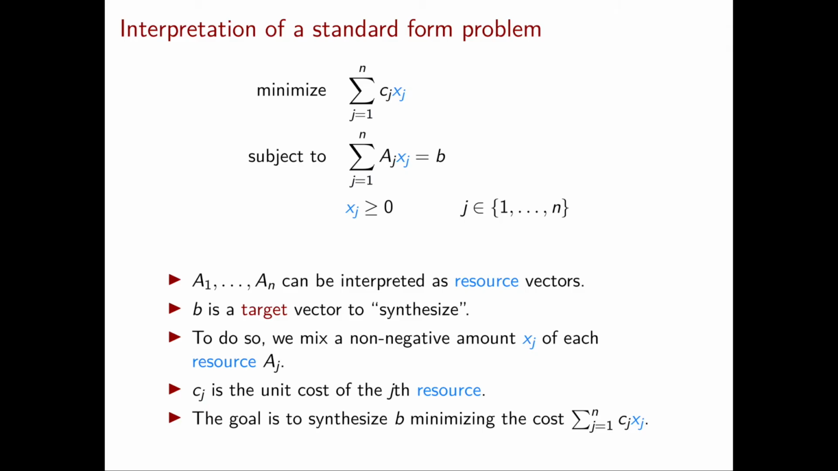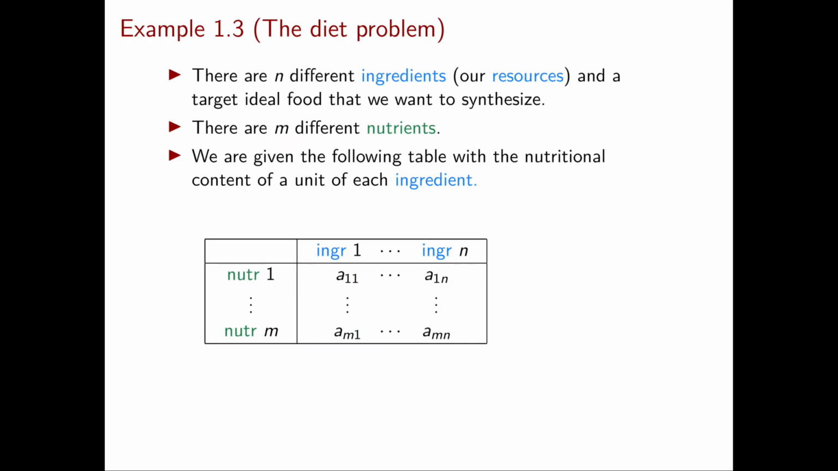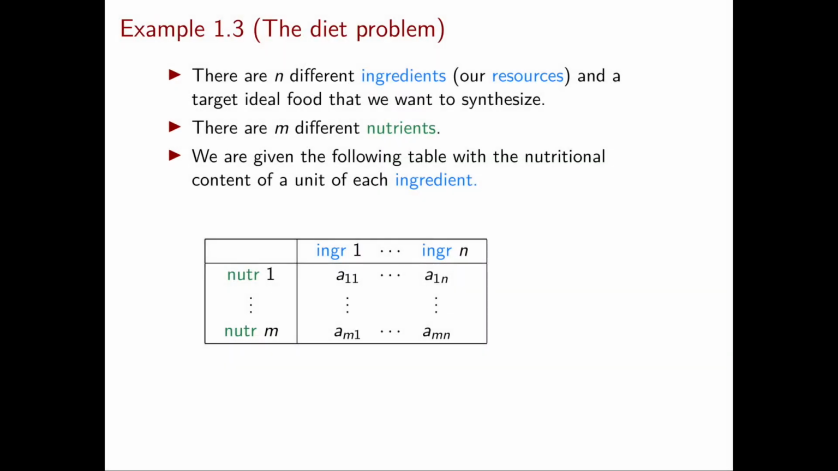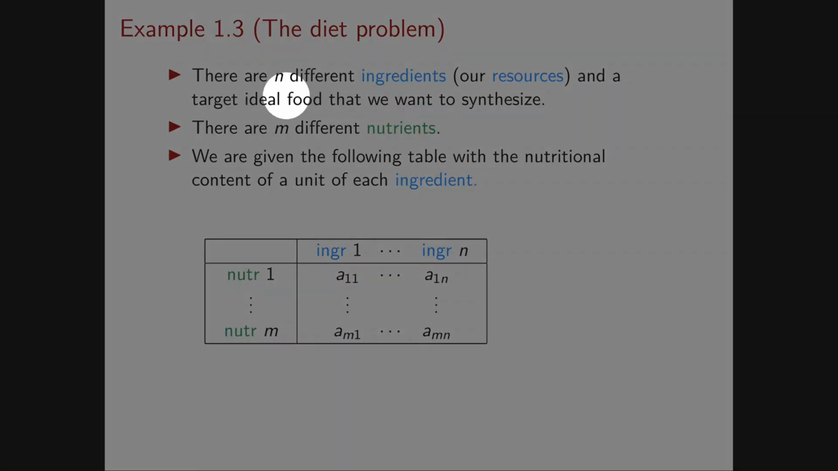Now that we've given this mathematical interpretation of the problem, what I want to do next is give you a more real-world example that actually matches this interpretation. And this is what is called the diet problem and is one of the most standard and most used examples of linear programming problems. Here, our resources are ingredients. So we have n different ingredients, and our target vector to be synthesized is an ideal food that we want to synthesize.